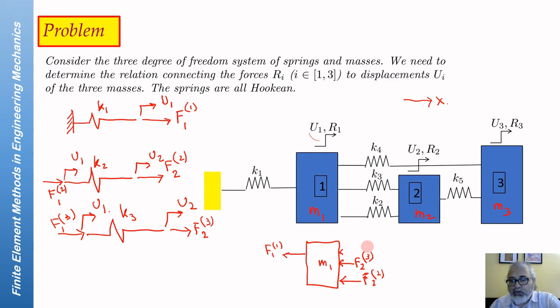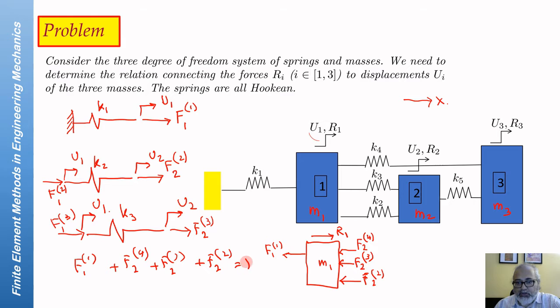Similarly, we can do this for K4 and K5, and this mass, for example, will also be subjected to F24, and of course there's this externally applied force R1, so that when you draw the free body diagram of this mass, you will have F11 plus F24 plus F23 plus F22 equal to R1.